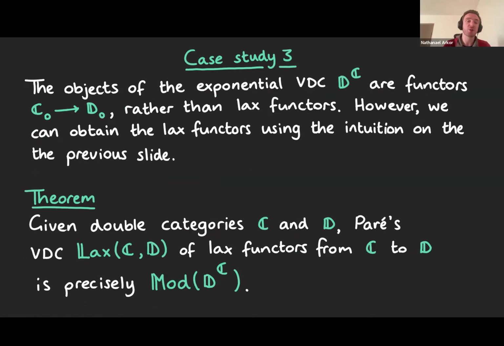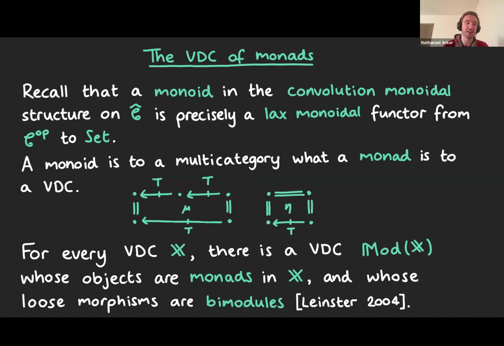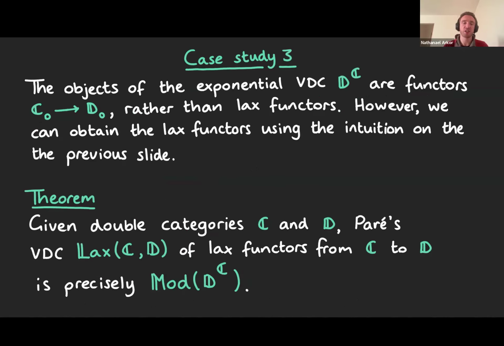Now, in the description of the exponential before, I emphasized that the objects are only functors of categories, so not functors of double categories or virtual double categories. However, extending the intuition from monoids and convolution monoidal structure suggests that to get the lax functors back, we ought to be considering monads. And indeed, this is exactly what happens. So for given double categories C and D, we can recover Paré's virtual double category of lax functors from C to D as the virtual double category of monads and bimodules in the exponential D to the C.